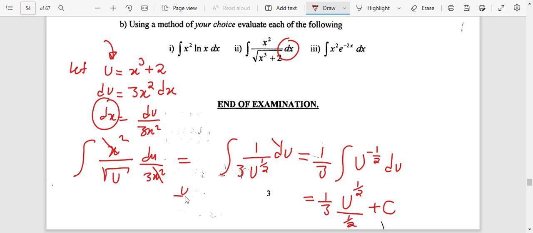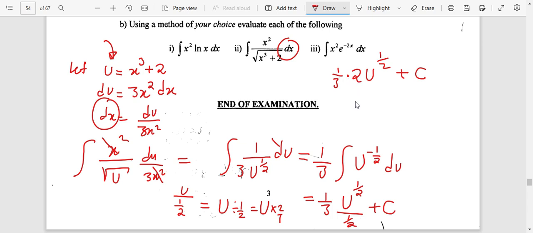Now when you have got u divided by 1 over 2, we can also say this is u times 2 over 1. So u times 2, that will just be a 2. So basically this is going to become 1 over 3, and then we're going to have 2 u to the power 1 over 2, plus a constant c, which we can also write as 2 times 1 on top, that will be 2 over 3.